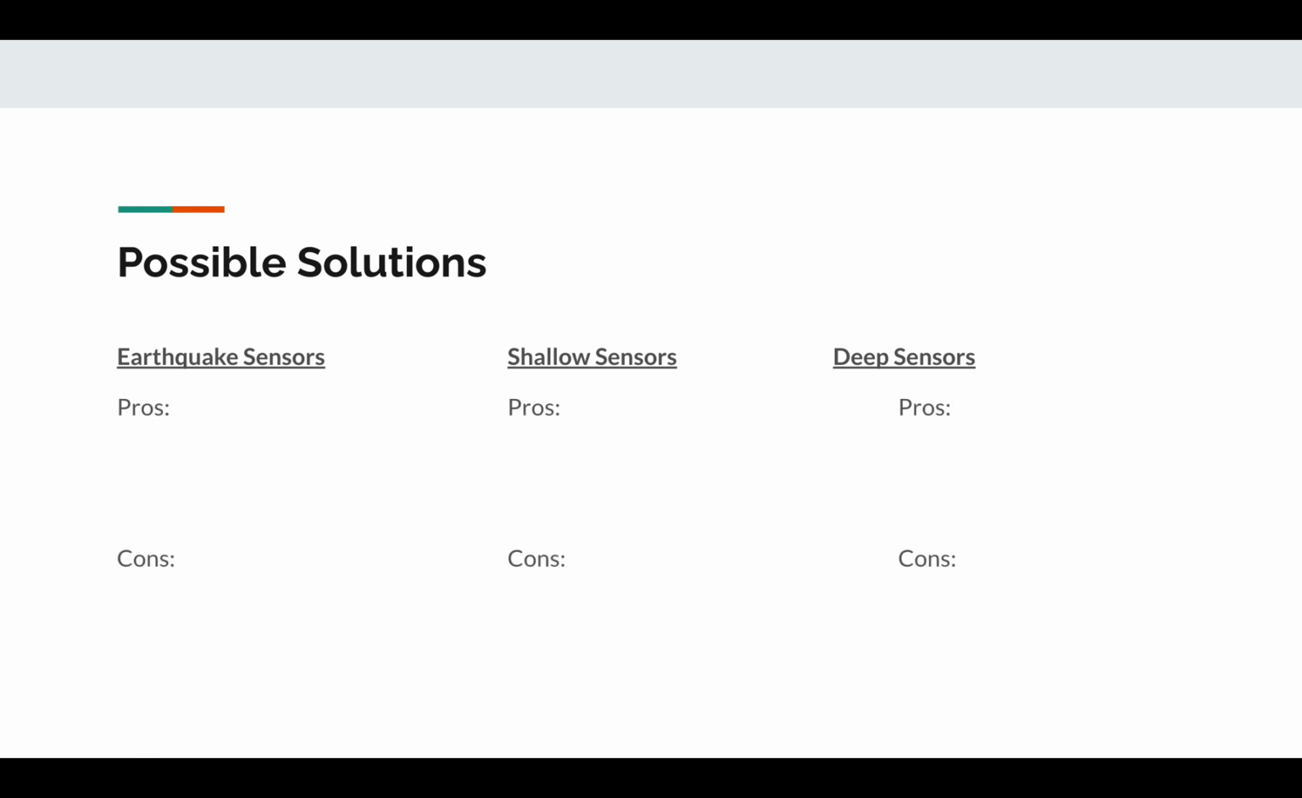During my research, I learned that there are 3 different types of sensors which I could use in my design. So there are earthquake sensors, shallow sensors, and deep sensors. And I had to consider both the pros and the cons of each sensor in order to use them in my design. Now, students, this is where you will explain some of the pros and some of the cons on all 3 sensors and how maybe knowing a pro or a con was helpful when you're trying to pair them together.